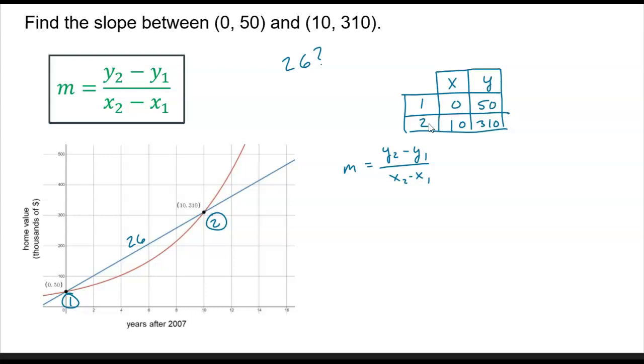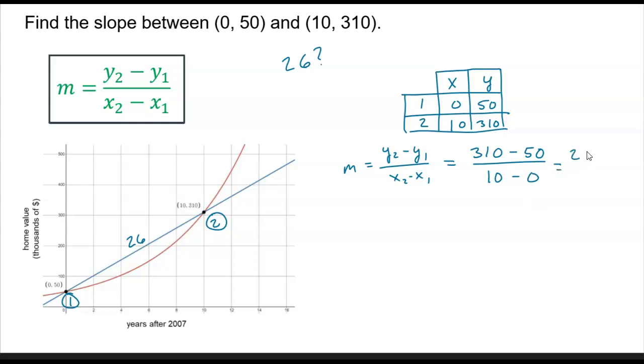So for y2, I'm going to go to y and 2 and go the number between them to find y2. That's 310. y2 minus y1, y1 is 50. On the bottom we have x2. x2 is 10 minus x1, which is 0.